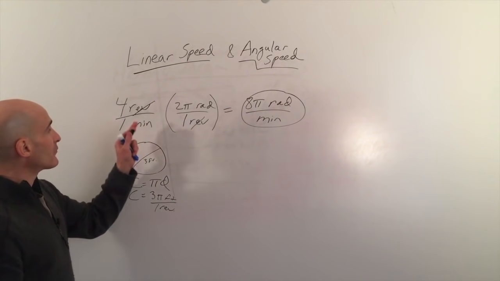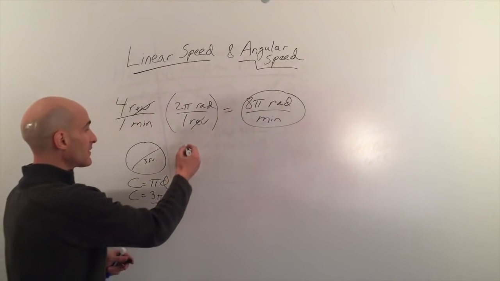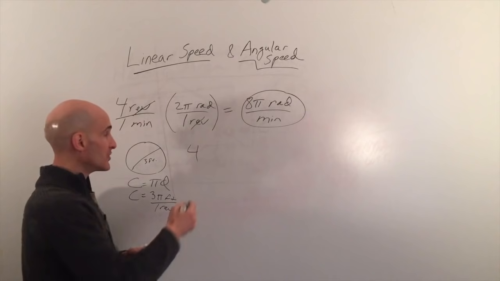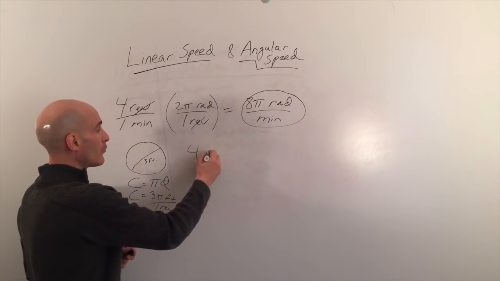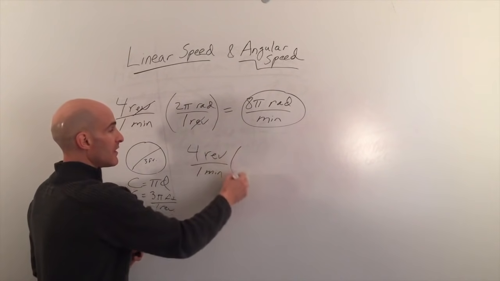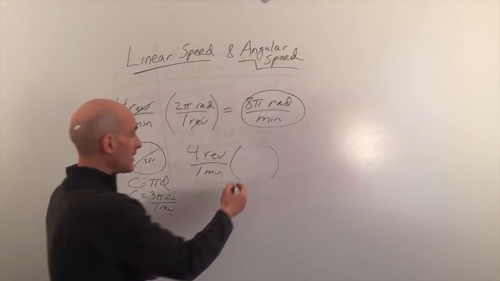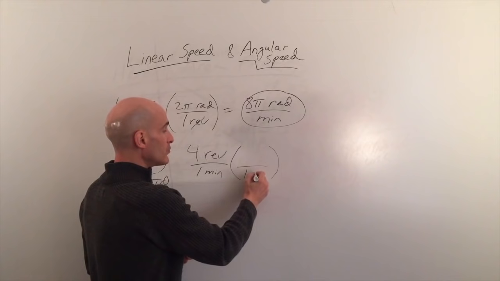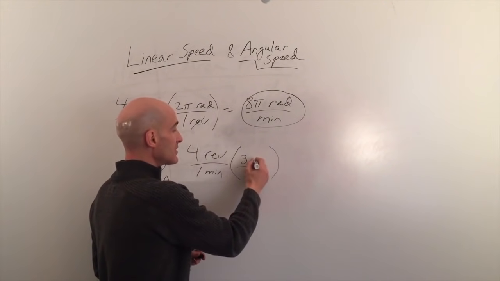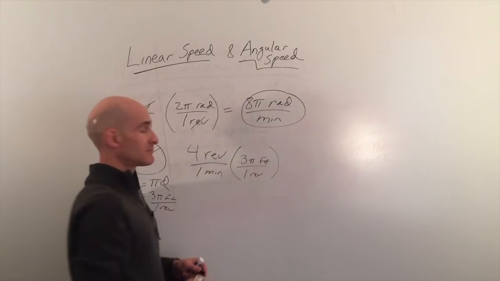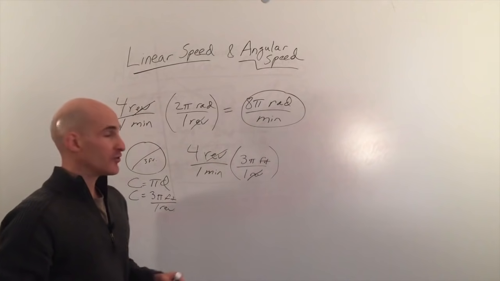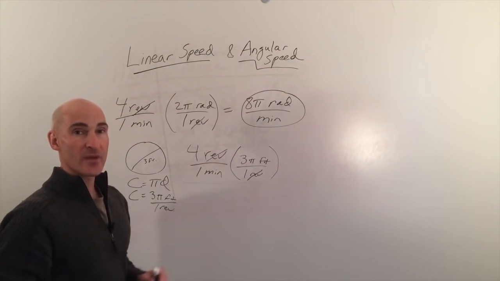So if we want to convert from 4 revolutions per minute to the linear speed, linear is like the length per unit time, we've got 4 revs per 1 minute, and we're going to multiply by, for every 1 revolution, you're going to be traveling 3 pi feet. So you can see that the revolutions cancel, and you end up with feet per minute.